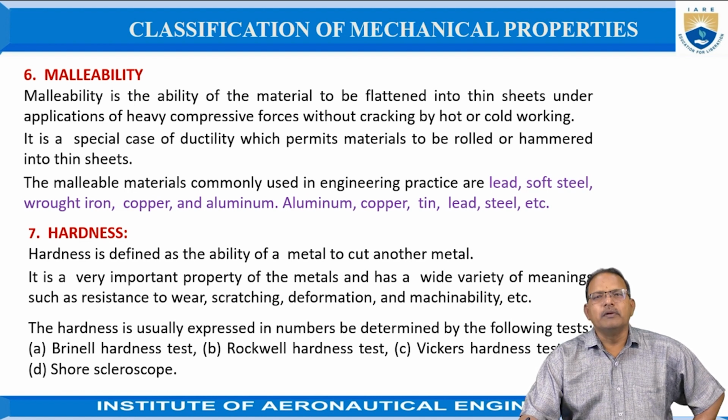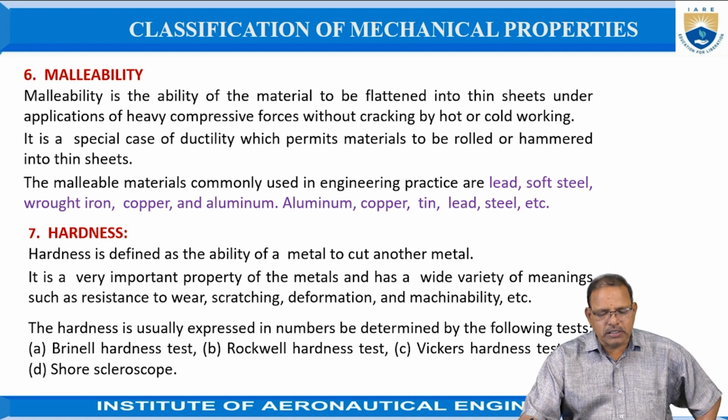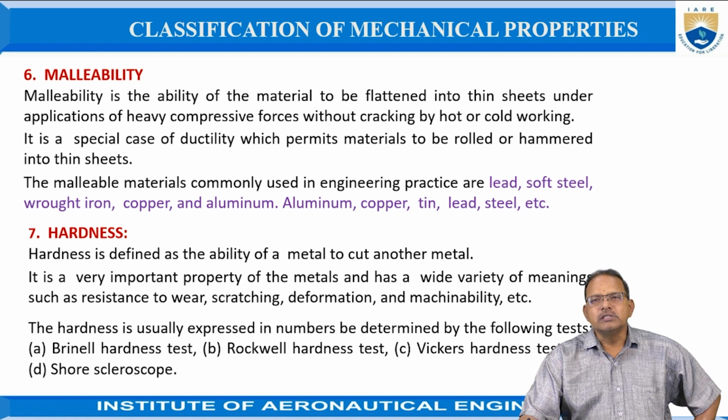Malleability. Malleability is the ability of the materials to be flattened into thin sheets under the application of heavy compressive forces without cracking, by hot or cold working. It is a special case of ductility which permits materials to be rolled and hammered into thin sheets. The malleable materials commonly used in engineering practice are lead, soft steel, wrought iron, copper, aluminium, tin, lead and steel.